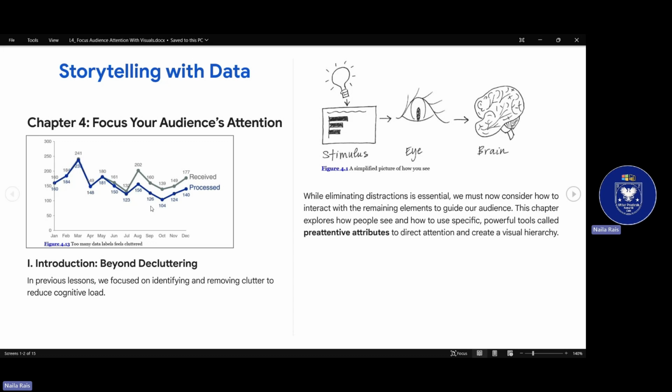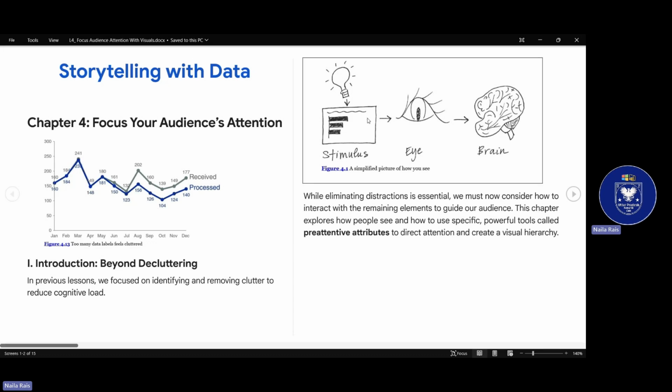Let's look at figure 4.1, a simplified picture of how we see: stimulus, eye, and then its percepts through the brain. While eliminating distraction is essential, we must now consider how to interact with the remaining elements to guide our audience. Once we have eliminated distractions, we need to consider how we can interact with the remaining elements to guide our audience.